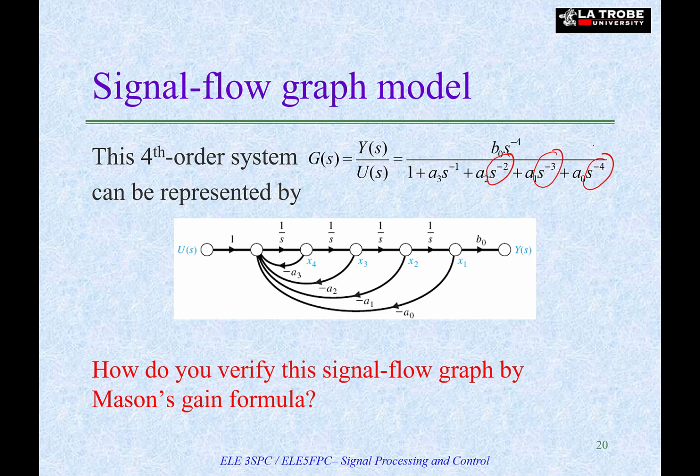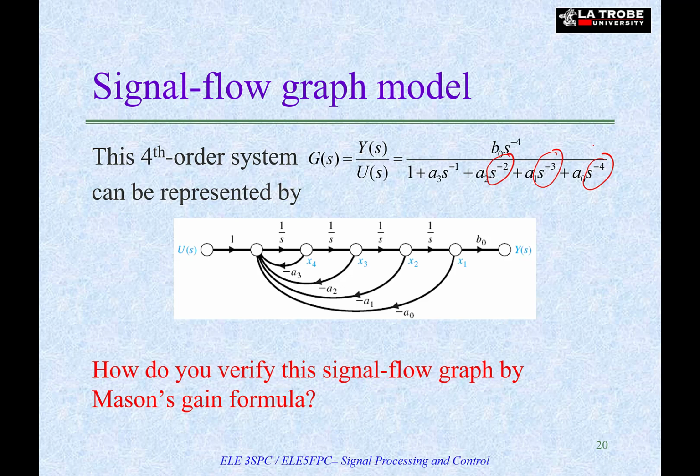The best way to draw the signal flow graph is to divide it into the feedback loops and forward paths. The numerator of the transfer function gives us the forward paths. The denominator of the transfer function gives us the feedback loops. For this example, the numerator only has 1 term. Therefore, we only have 1 forward path, and this forward path is shown as a horizontal path from the input node U(s) to the output node Y(s).